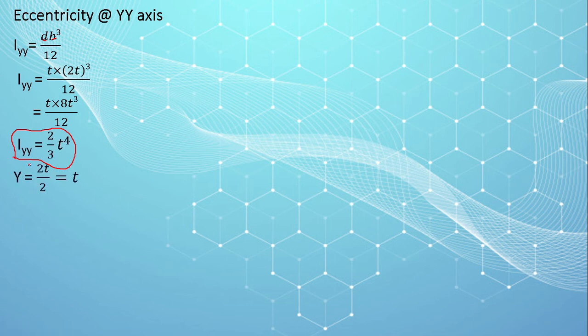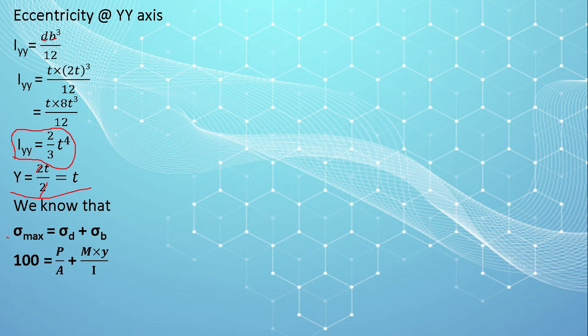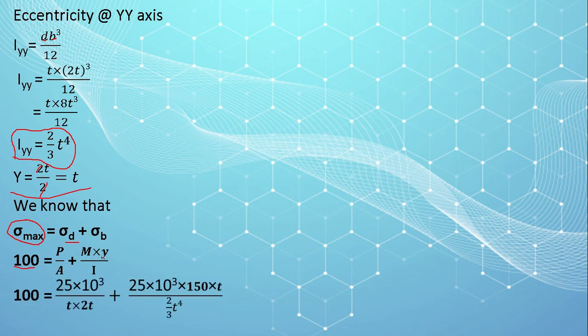y is equal to 2t divided by 2. Therefore y is equal to t. Now we know that sigma max is equal to direct stress plus bending stress. Direct stress is given in the problem, which is equal to 100, and the formula for direct stress is load divided by area, and the formula for bending stress is M by I multiplied by y. So put all the values in this equation.